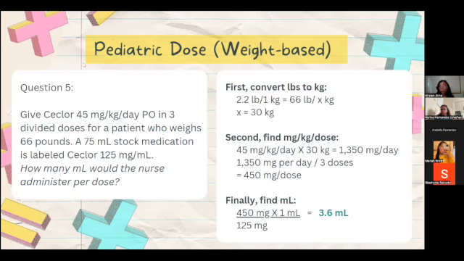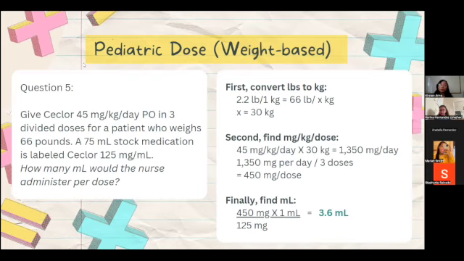So that's not what we want still. We want it per dose. So now we have to divide it by 3 because in the question it said in 3 divided doses, right? So we divide that by 3 and it should be 450 milligrams per dose. It doesn't end there though. I know that a couple people would just end there and then they put that as the answer. That's not what we're looking for. That's milligrams. We're looking for milliliters.